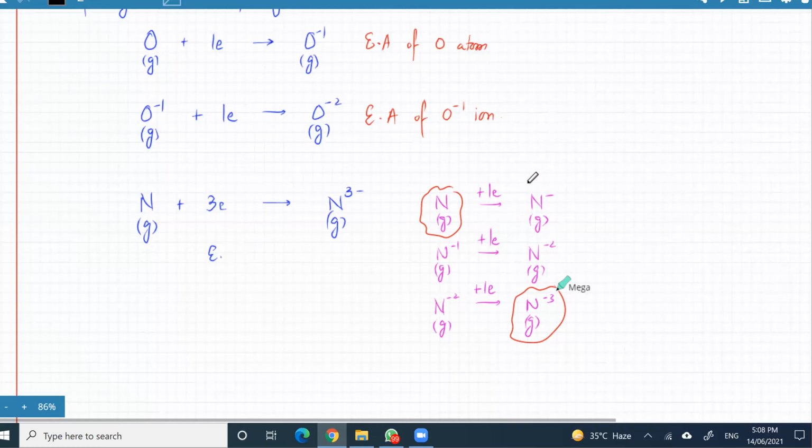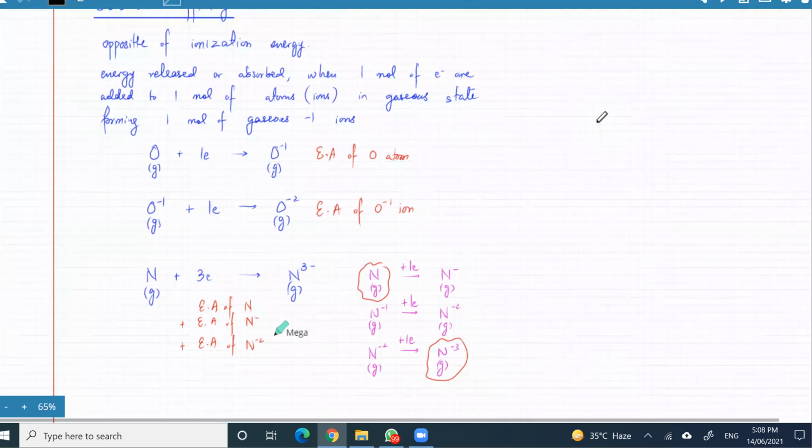So this is basically the electron affinity of N. The enthalpy change of this reaction would be the electron affinity of N plus the electron affinity of N-1 plus the electron affinity of N-2. So it's the sum of 3 electron affinities. Is this clear? Yes, sir.